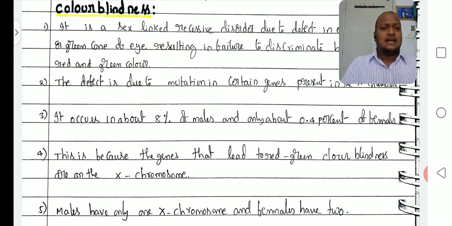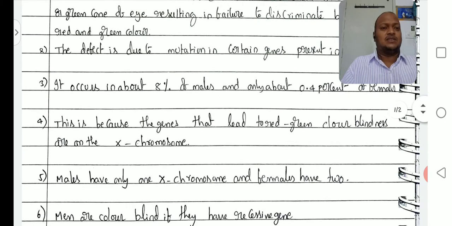What is the reason? Males are 8% and females are 0.4%. The reason is that the genes that lead to red and green color blindness are on the X chromosome. So how many X chromosomes do males have? One. How many X chromosomes do females have? Two. Since males have one X chromosome, if that X chromosome is defective, even if the trait is recessive, it is going to be expressed in males.